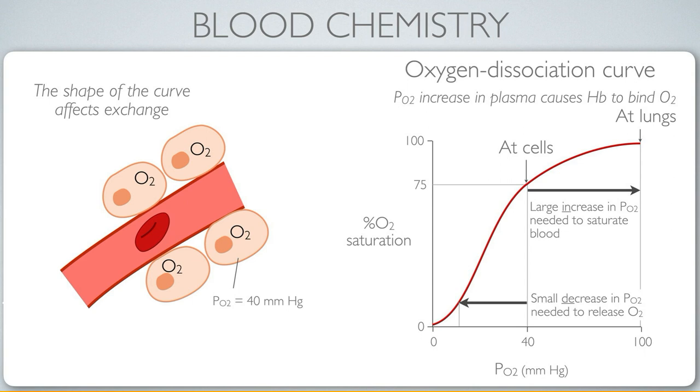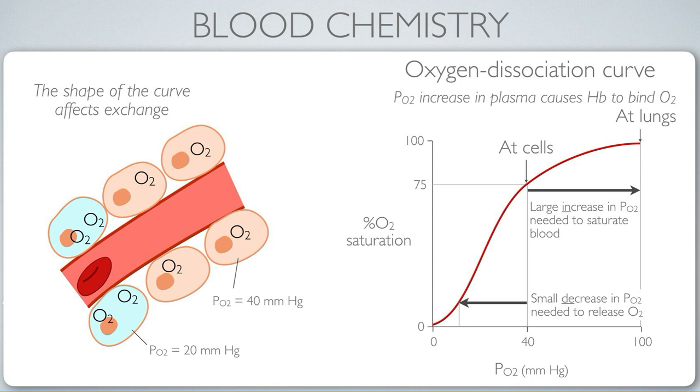All right, now our red blood cell and all the hemoglobin inside of it, all of the bound oxygen, encounters some cells that are at a lower partial pressure. 20 millimeters of mercury. Now, because we're on the part of the curve with the steep slope, that means there's a larger drop in saturation. That means that more oxygen is made available to those cells that are exercising most intensely. So this is why the shape of the curve matters.